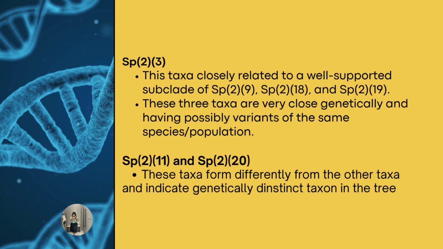Next, SP23 is closely related to a well-supported subclade of SP29, SP218, and SP219. These three taxa are very close genetically and possibly variants of the same species or population. And lastly, SP211 and SP220 form a separate group from the other taxa, and they indicate a genetically distinct taxon in the tree.